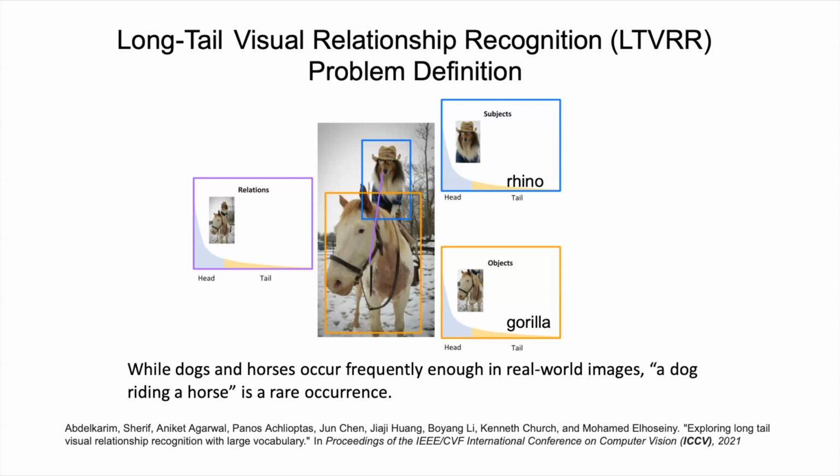There are also many tail subjects and tail objects, for example, the rhino and the gorilla. If we study the relations of those long-tail objects, it can be more complex and more difficult to predict their relation.